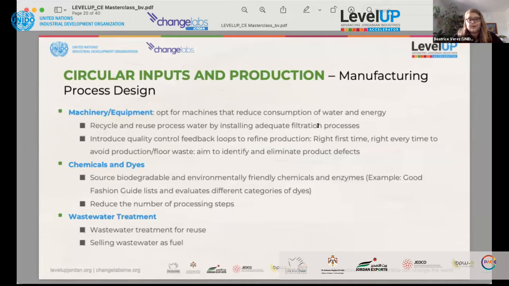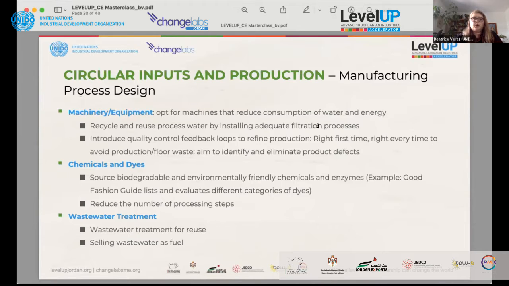So when it comes to the manufacturing process, depending on the value chain, the processes can be very different. And I'll later point out some resources, for example, in the textile value chain, on certain processes that have been evaluated and recommendations. So if you look at the machinery and equipment, the idea is to opt for machines that reduce consumption of water and energy. As I said before, in the MENA region, that's particularly important given the strain on resources such as water. The idea is also to reuse the water as long as possible in the production process through various different technologies, including filtration processes.